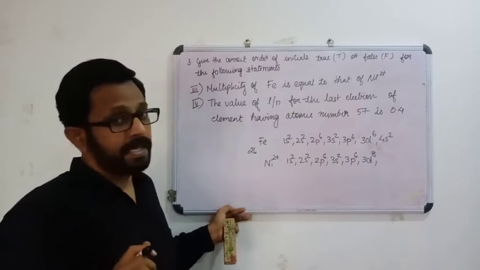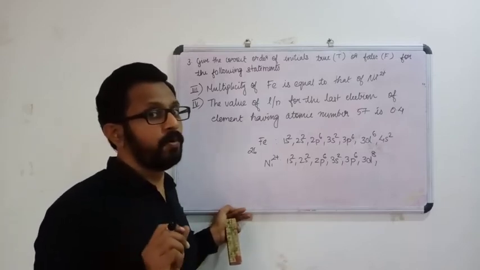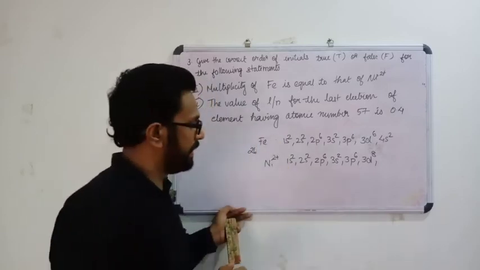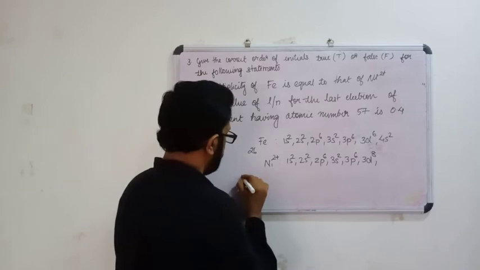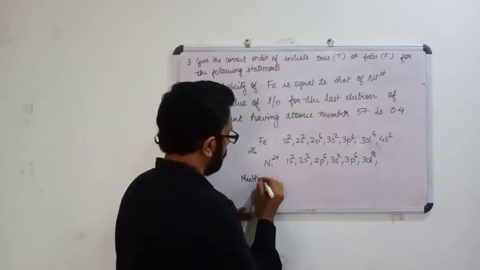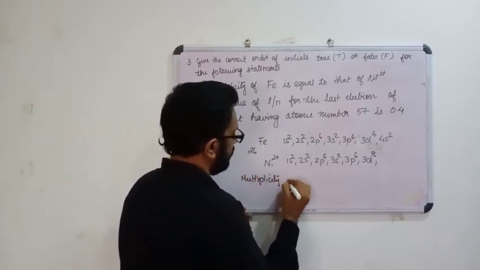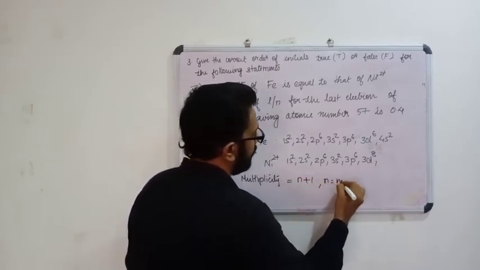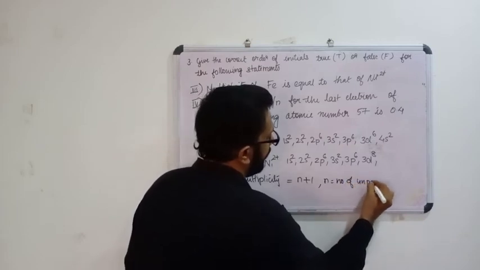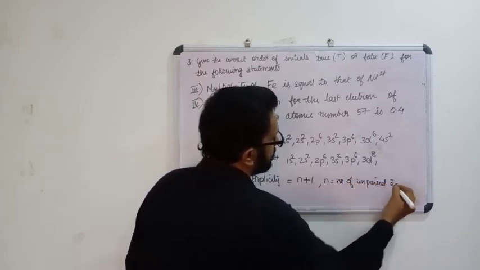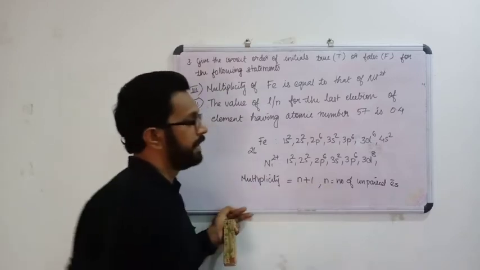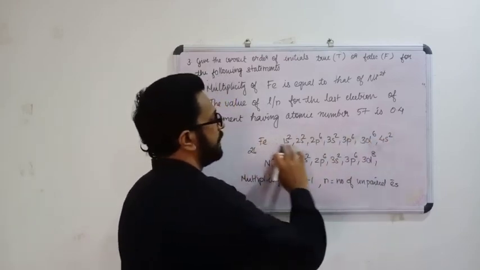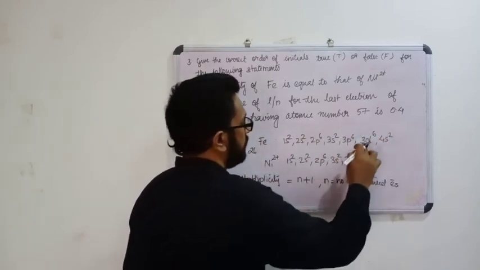Okay, there is a shortcut to find out the multiplicity of elements, that is multiplicity is equal to n plus 1, where n is the number of unpaired electrons. So in this, how many unpaired electrons do we have to find out?